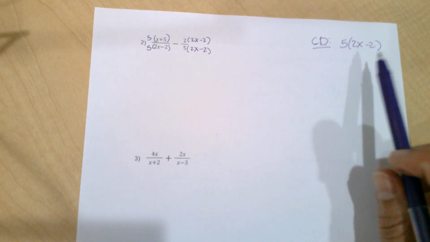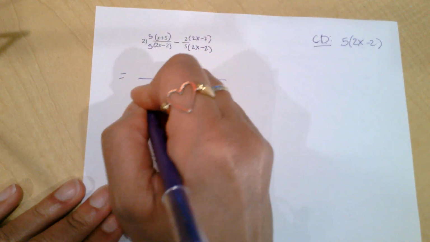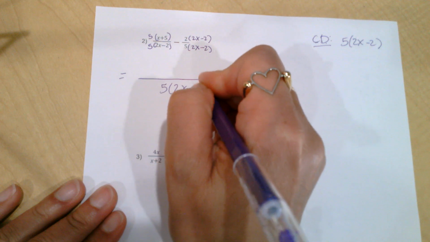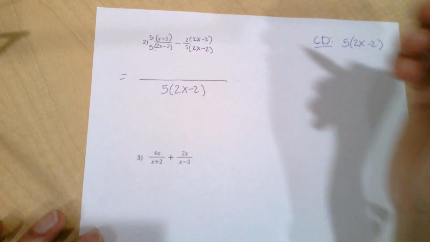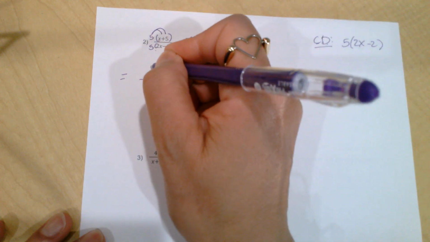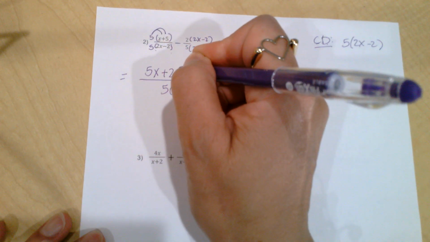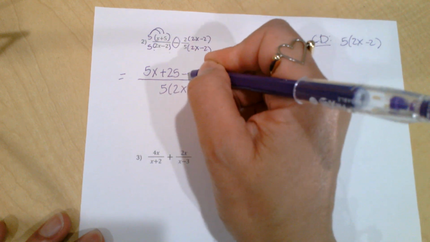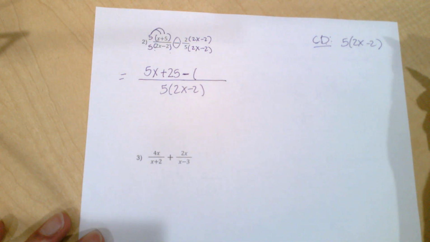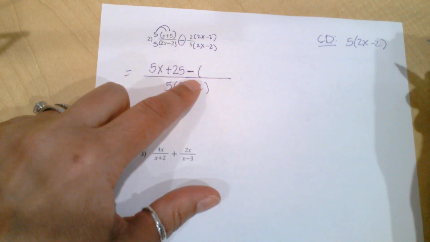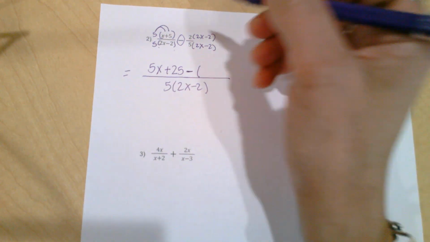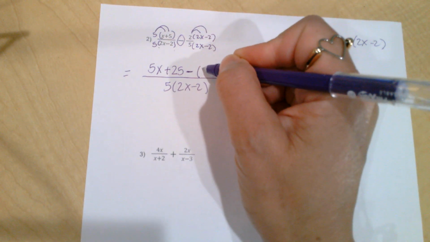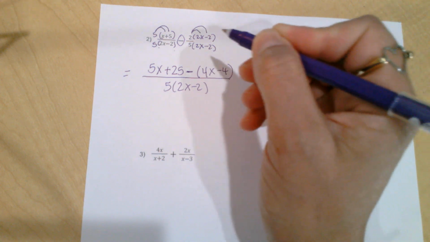Okay, now that we have our common denominator, that's what I'm going to put it over. So 5 times 2x minus 2, because these are common, now I can combine them. And I'm going to do a little bit of multiplication. So I'm going to distribute. 5 times x is 5x, 5 times 5 is 25. Now I have a subtraction, so I'm going to put minus and I'm going to set up parentheses, because I know I'm going to have to distribute that minus. That's why we did that first one, remembering when we have subtraction. Okay, I'm going to distribute the 2, so 4x minus 4.